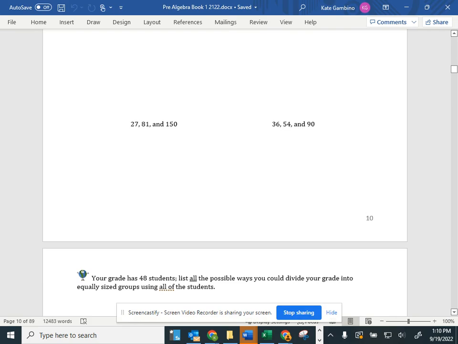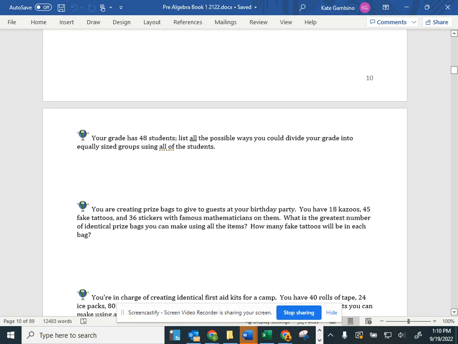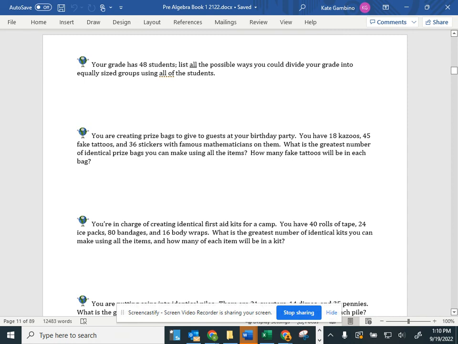And is that the whole page? That's the whole page? Oh my goodness. Yeah. There is a third page. So, don't just stop at doing the greatest common factor page. Turn to the next page and there are word problems.